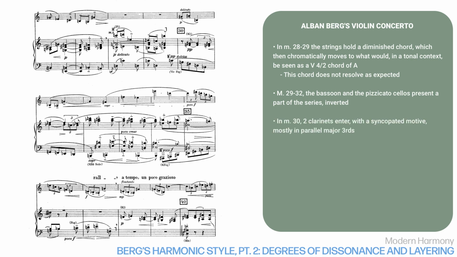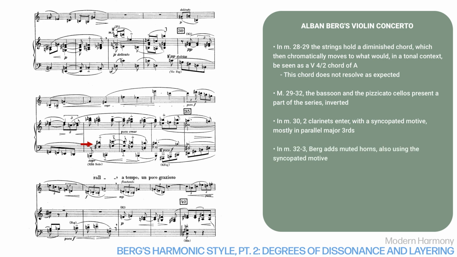But in measure 30, two clarinets enter with a syncopated motive, mostly in parallel major thirds. These thirds don't create strong dissonances with the violin or the bass line, except at the peak of the clarinet's line, the B flat against the B natural at the start of measure 32. This does set off the peak, which makes musical sense.